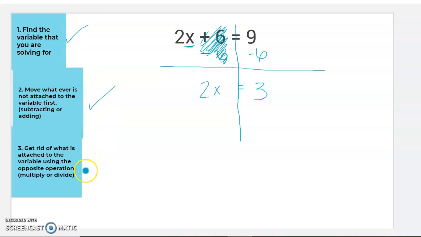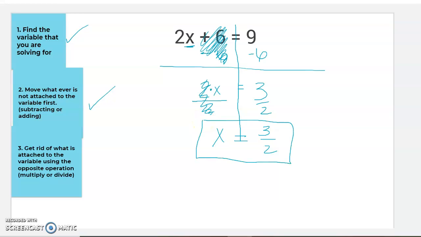Step 3, get rid of what is attached to the variable using opposite operation. So I have 2 attached to x. So this is 2 times x. So the opposite of multiplication is going to be to divide. So my 2 will cancel out, and I will be left with x equals 3 divided by 2. We're going to leave it as that fraction.